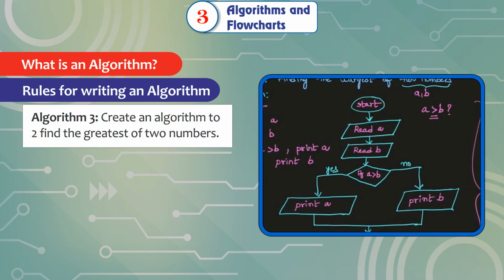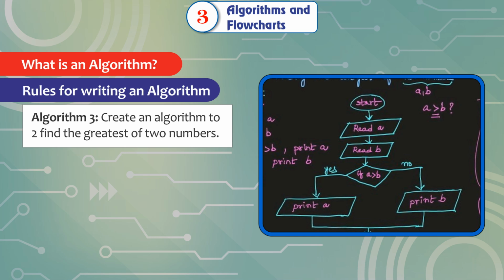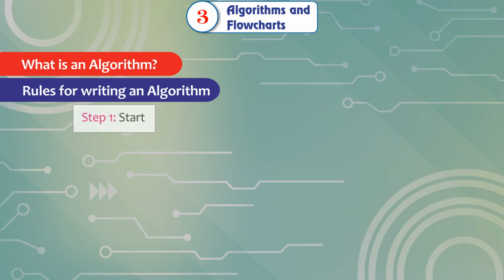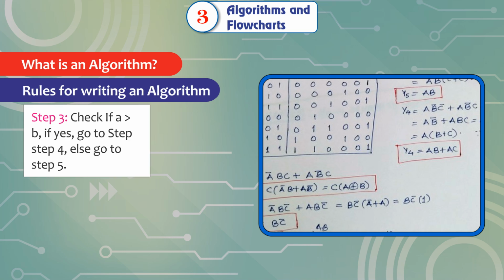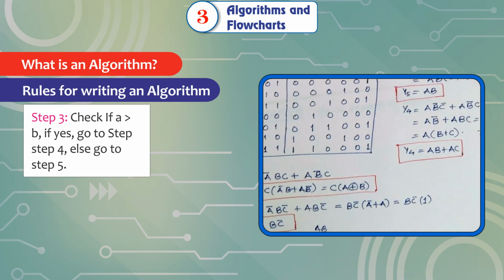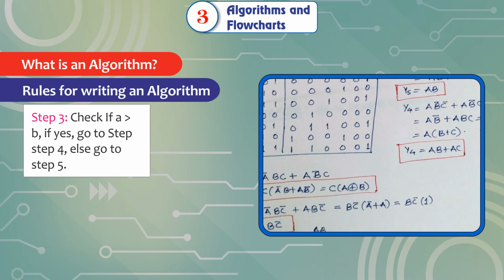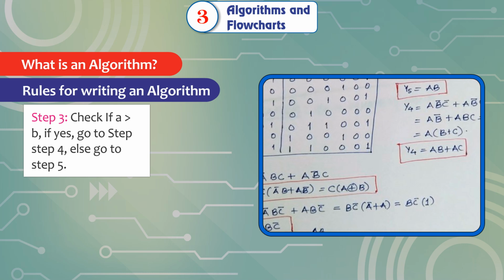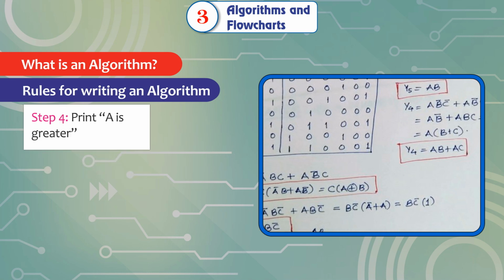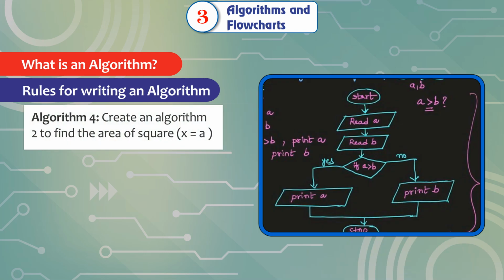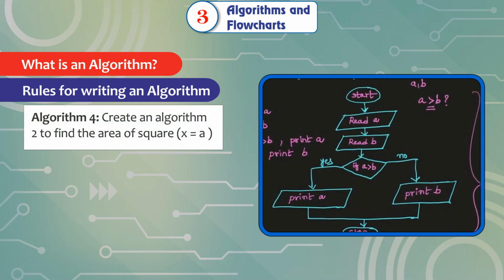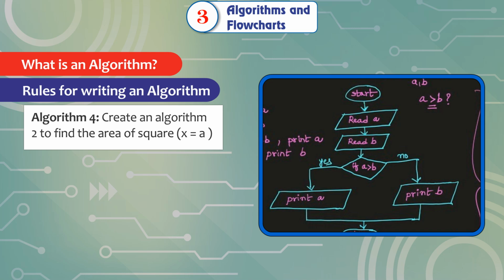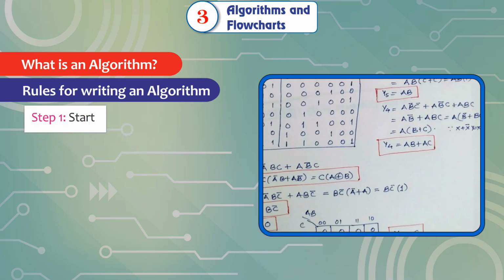Step 5. Stop. Algorithm 3. Create an algorithm to find the greatest of 2 numbers. Step 1. Start. Step 2. Read inputs A and B. Step 3. Check if A is greater than B. If yes, go to step 4. Else go to step 5. Step 4. Print A is greater. Step 5. Print B is greater. Step 6. Stop. Algorithm 4. Create an algorithm to find the area of square, X equals A times A. Step 1. Start. Step 2. Read input A.